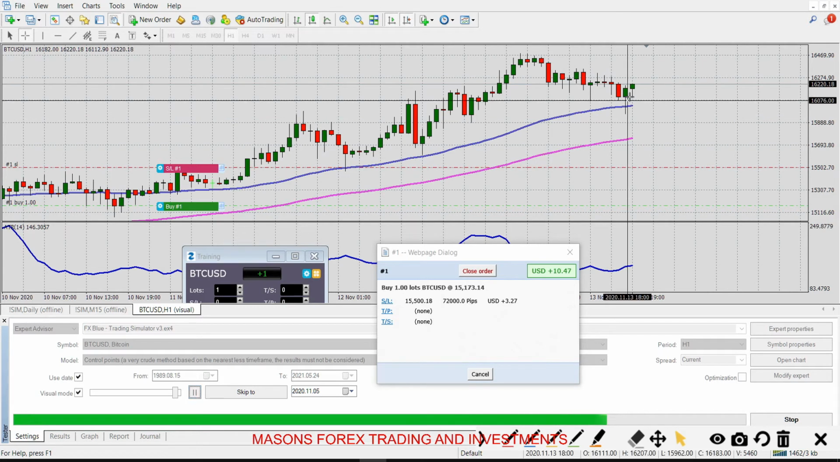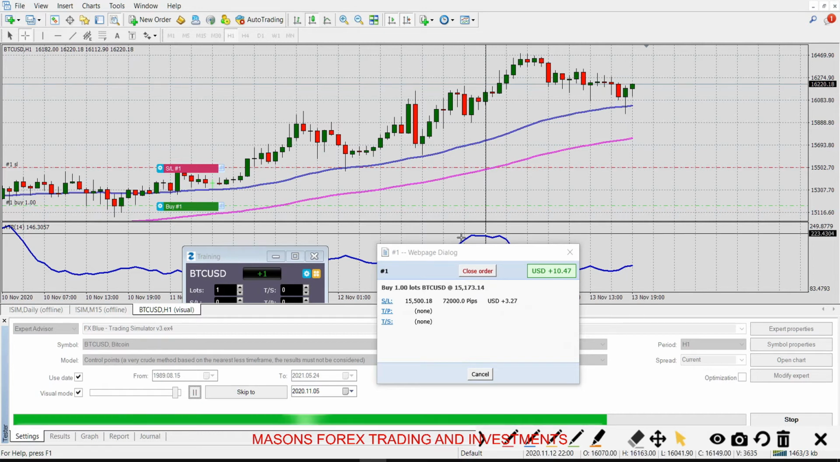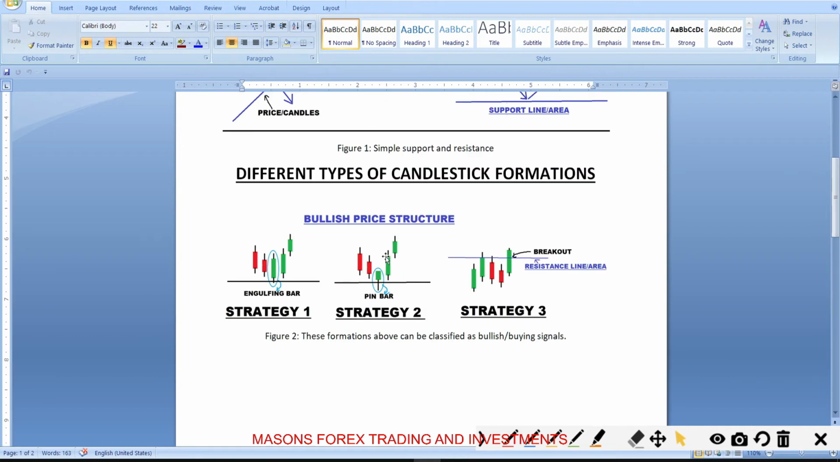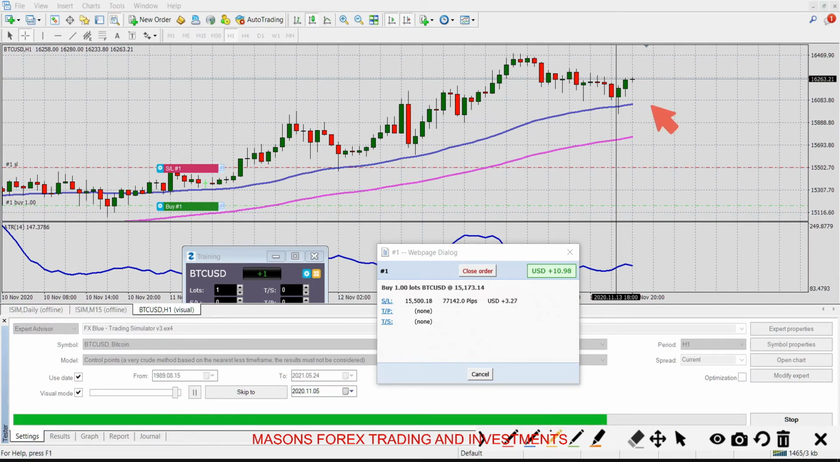Here we have a nice pin bar. We have this red bar, this pin bar. Go back to the notes. We would now need a higher bar similar to this green bar. Then it would form strategy 2. Okay, this bar is higher. So we do have another signal. Or this is how you give yourself signals if you want to put it that way.